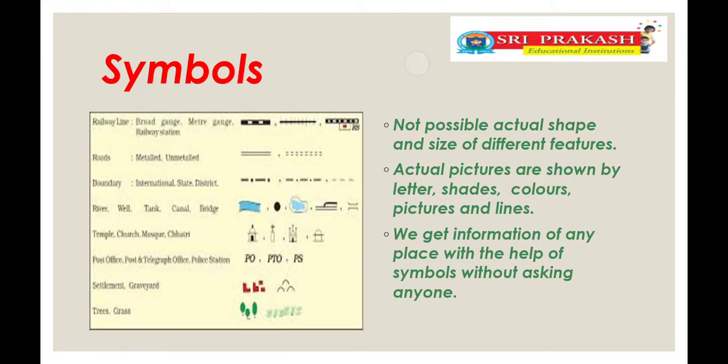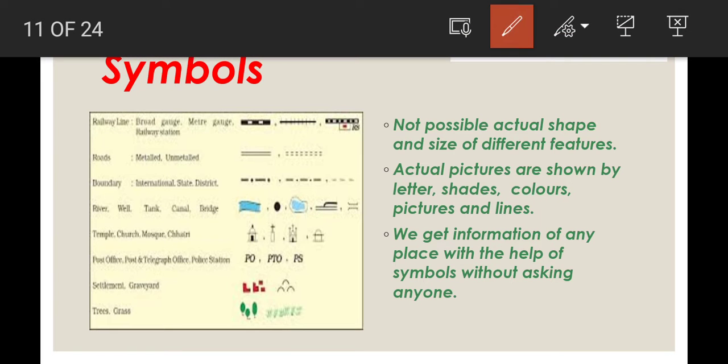Okay, today we go with our topic, children: symbols. So, what do you know about the symbols, children? Why do we use symbols? Actually, we use symbols instead of real pictures. Here, see the first point: it is not possible to show actual shapes and sizes of different features. Actual features are shown by letters, shades, colors, pictures, and lines. And the third point: we get information about any place with the help of symbols without asking anyone.